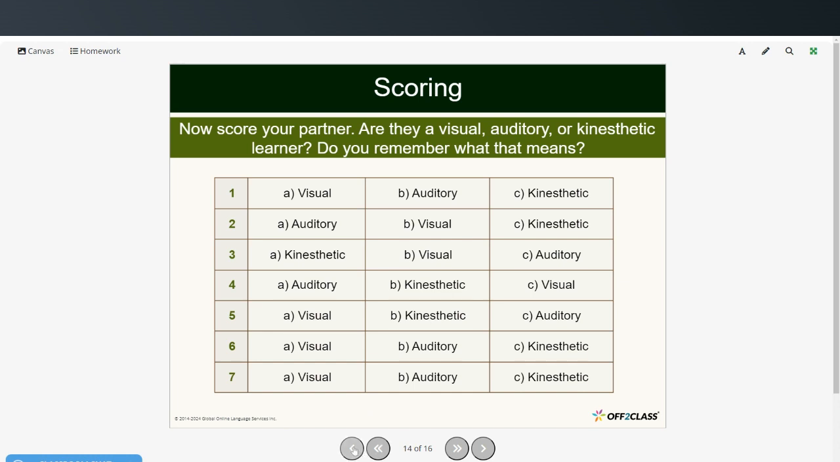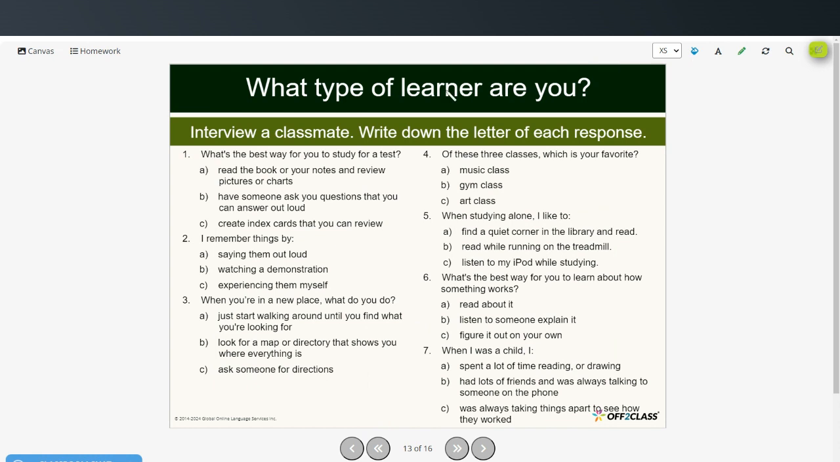So I'll go ahead and answer these for myself so that you can understand how to do this. So for me, what's the best way for you to study for a test? I would probably read the book and my notes and then review pictures or charts. I remember things by probably saying them out loud. When you're in a new place, what do you do? Just start walking around until you find what you're looking for, or look for a map or directory that shows you where everything is, or ask someone for directions.